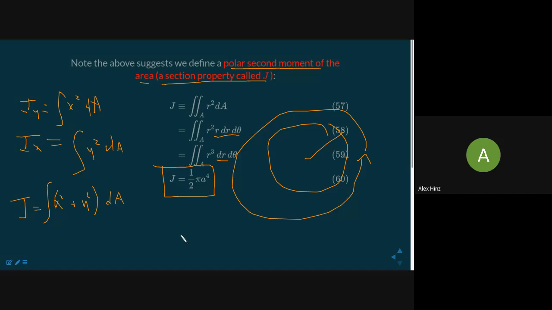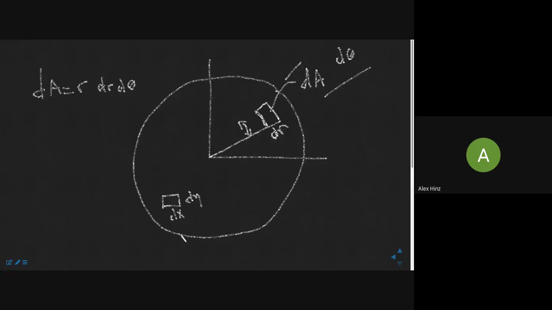Professor, would you be able to pull up that drawing that you did showing how you change the dA into r dr d theta? Yeah, it's that one. I also have a question about the double integral symbol. Is it just two integral symbols because you know you're doing the area, so it's going to be dx and dy, or dr and d theta?